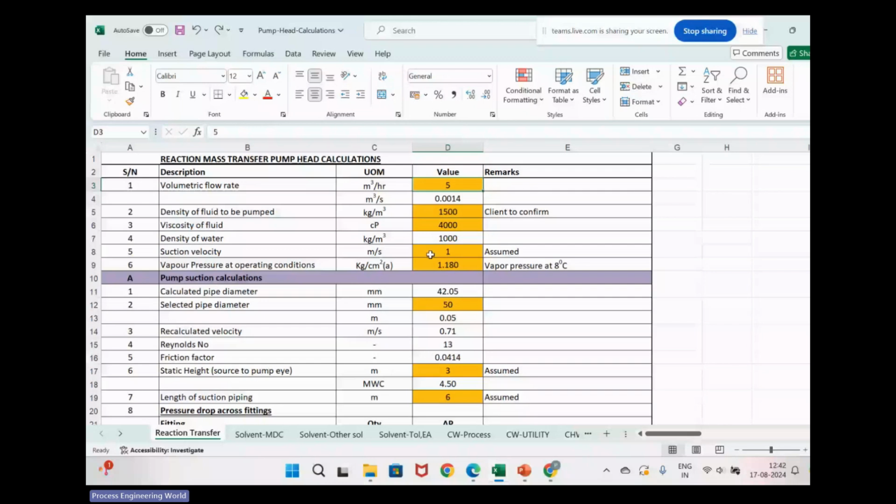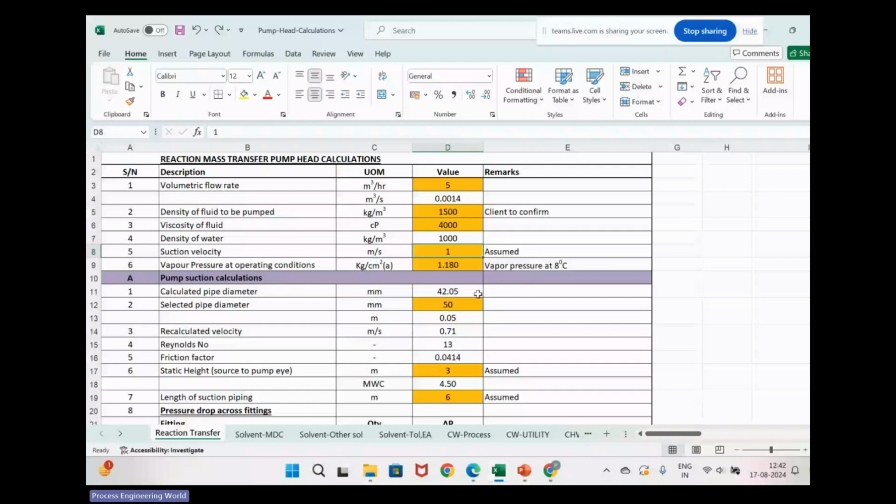So consider the volumetric flow rate of 5 meter cube per hour, suction velocity of 1 meter per second, and just calculate the pipe diameter. Let's see who gets these values. Sir, the diameter is 0.042 meter. In mm, it will be 42.20.